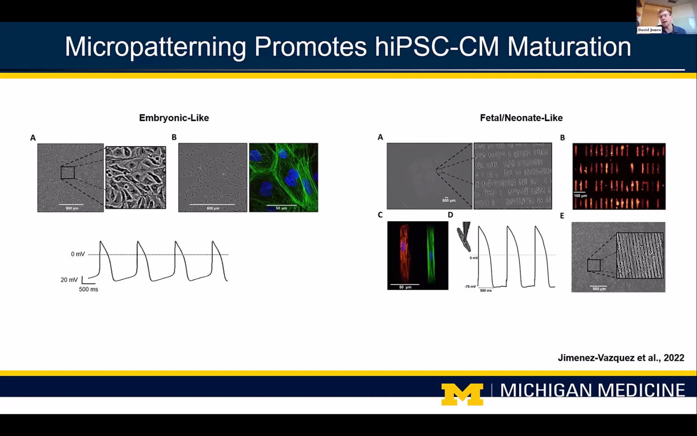It's probably more like a newborn. It's still not full adult, but it's down that path. And you're not going to get this level of hyperpolarization of the resting membrane potential unless you have IK1.